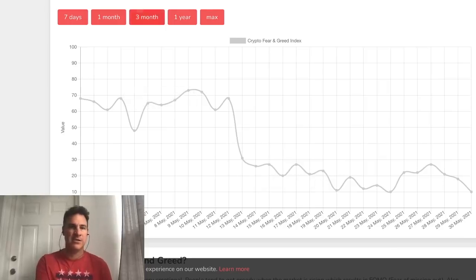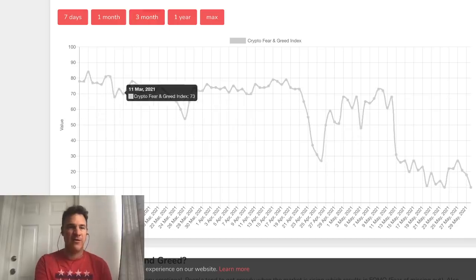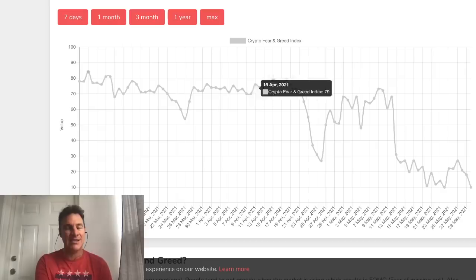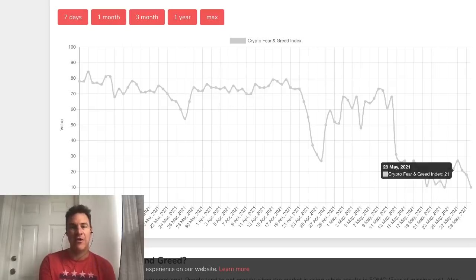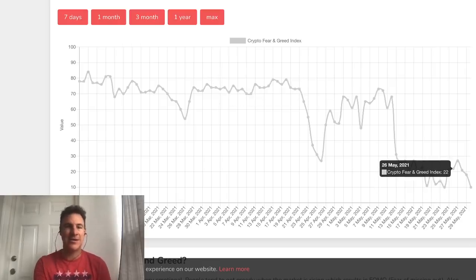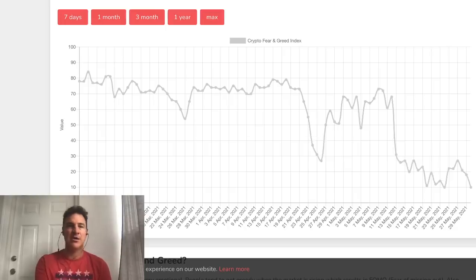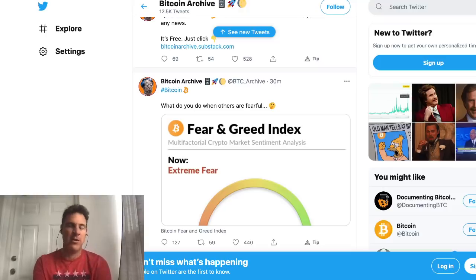You don't want to be getting in when it's greedy. We turn this into 3 months here. And when the greed index is up in the 80s and 90s, that's the time to be selling. When the fear and greed index is down here in the 10s, 20s, that's the time to be buying. And so if you're a strong hand, if it goes down to 25, if it goes down to 20, you're not going to care, because of what's happening in the world.